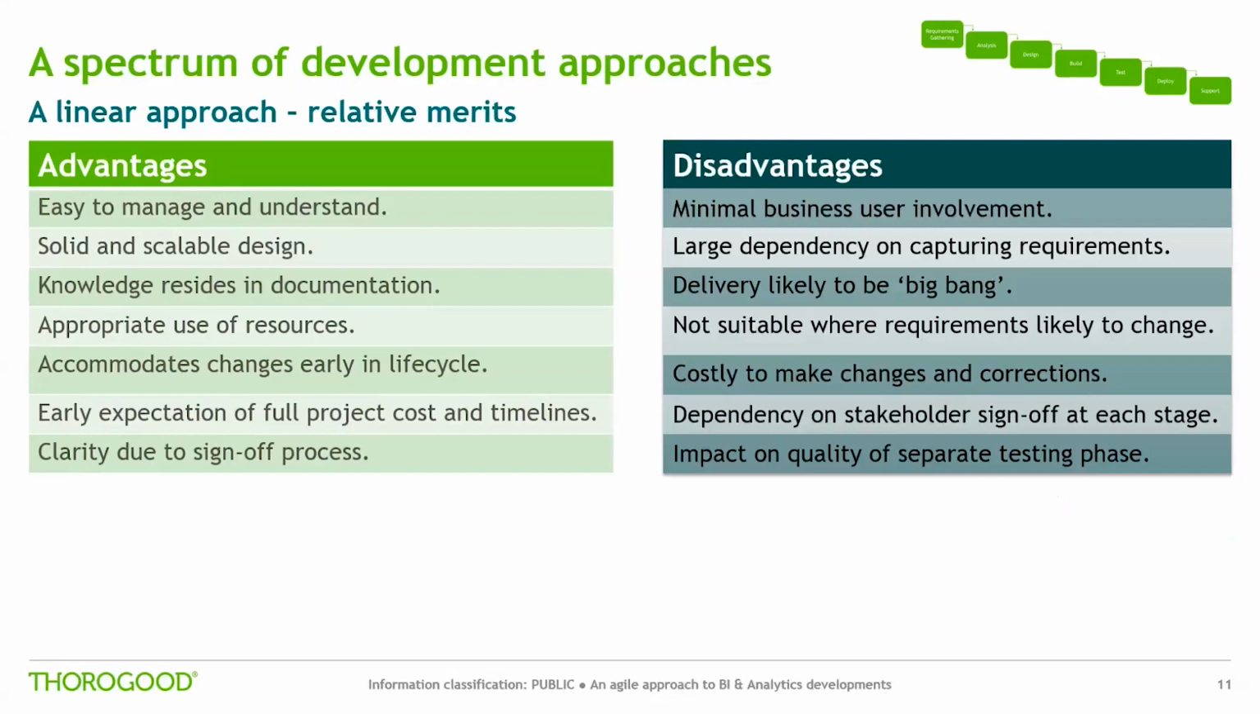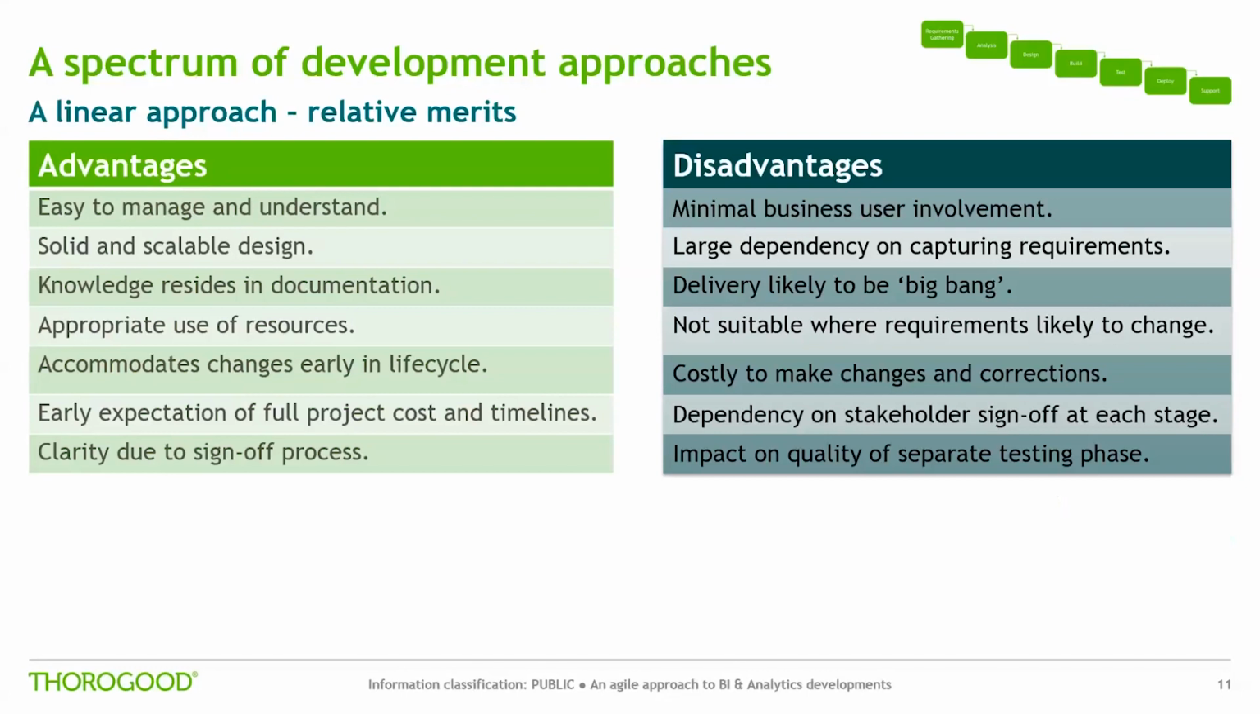Now, some disadvantages of the linear approach are that it has minimal business user involvement between the initial requirements gathering and user acceptance testing stages, and so relative inflexibility to accommodate feedback and change, which is facilitated via formal change control processes. There is large dependency on capturing sufficient requirements at the start of a project. Delivery is likely to be big bang. No deliverables are produced until late in the complete development lifecycle, with minimal visibility of progress for users.